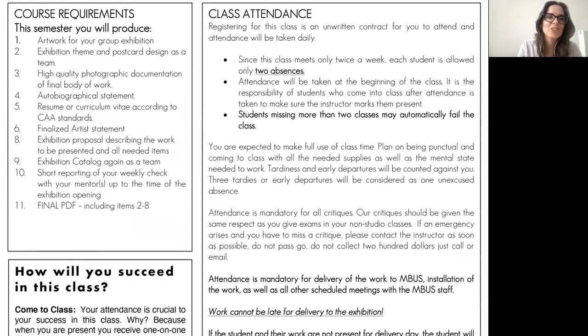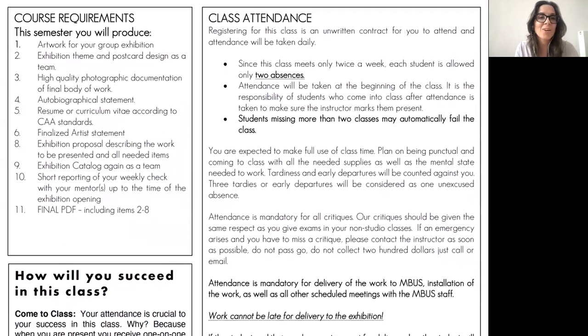Okay, so the requirements: artwork for the exhibition. As a team, you will come up with the exhibition theme, title, and a postcard, the documentation of your work, artist statement, resume, and as a team, you'll make an exhibition catalog, and we'll look at some examples of that. Also a quick short report with a weekly check-in, okay? Those are not going to take any longer than 5 minutes, okay?